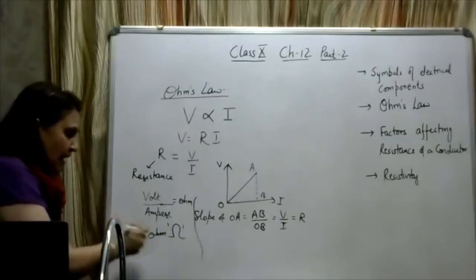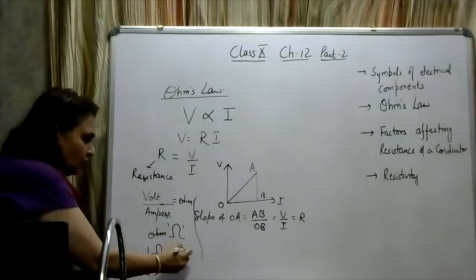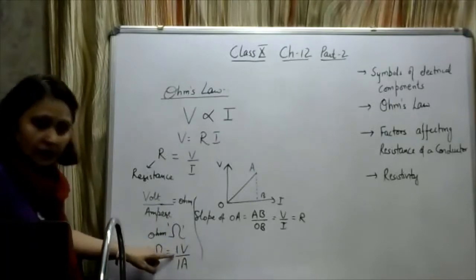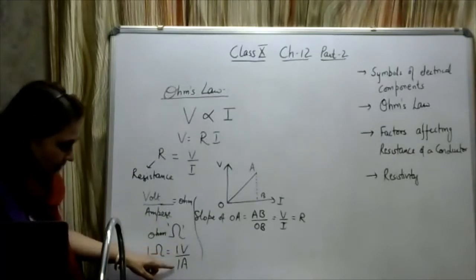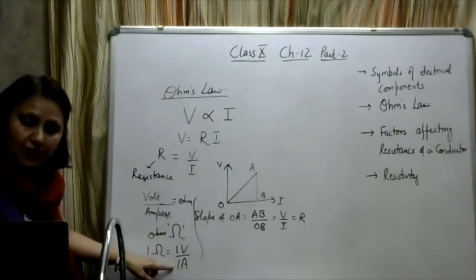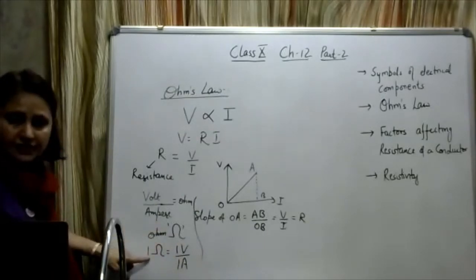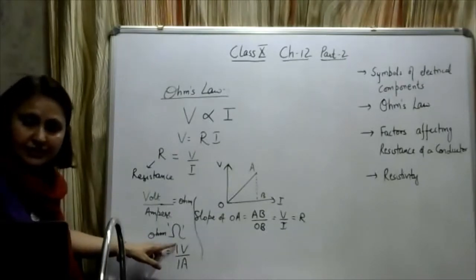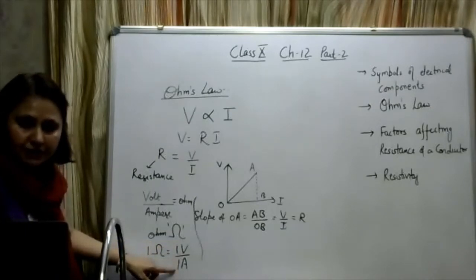Now let us define 1 ohm resistance. 1 ohm resistance is equal to 1 volt upon 1 ampere. So 1 ohm is the resistance of a conductor when a potential difference of 1 volt is applied across the ends of a conductor such that the current flowing through it is 1 ampere. So how can we define 1 ohm resistance? 1 ohm is the resistance of a conductor when 1 volt of potential difference applied across its ends causes a current of 1 ampere to flow through it.